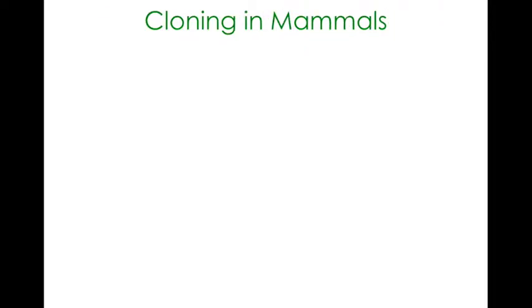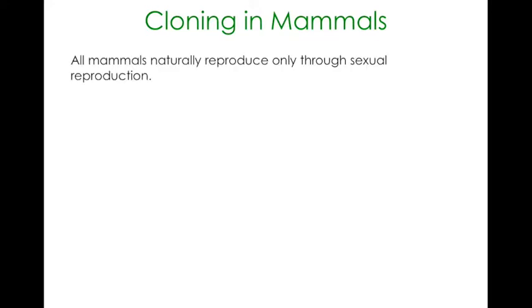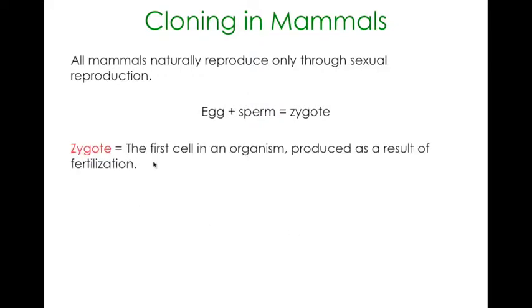Now, the other part I want to talk about is cloning. In mammals, this is where the big debate happens. Up until now we've looked at asexual reproduction in many animals, but never a mammal. The reason is that mammals naturally only reproduce through sexual reproduction. That is, you need the sperm and the egg to form a zygote, the zygote being that first cell in a new organism. That first cell is only produced through fertilization. When the sperm and the egg combine, it forms that new individual, which then undergoes mitosis and grows into that organism.